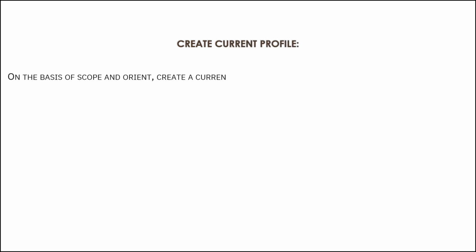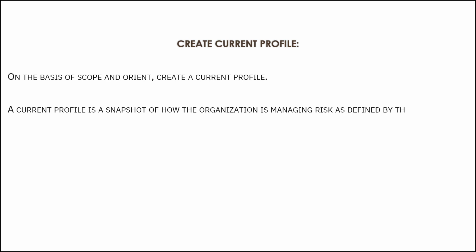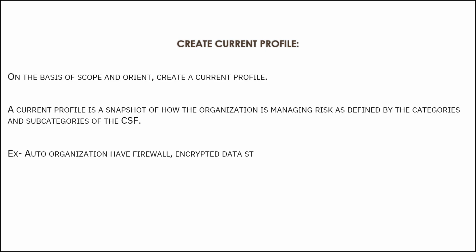Coming to the next slide, how to create the current profile. On the basis of orient and scope, we need to have a current profile, because on the basis of the current profile we need to compare it with the future profile we have. A current profile is a snapshot of how the organization is managing risk as defined by the categories and subcategories of the cybersecurity framework.